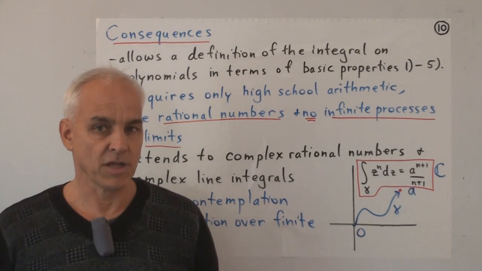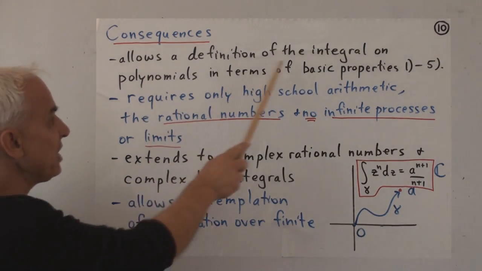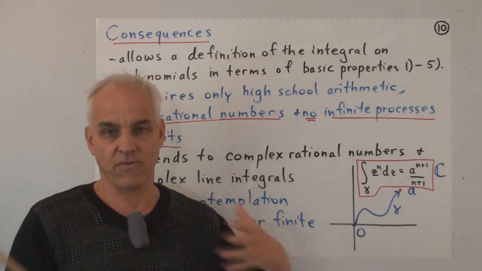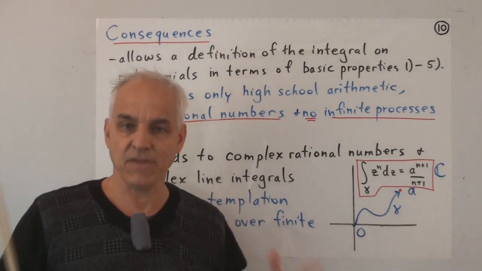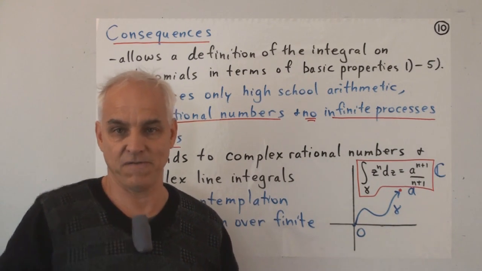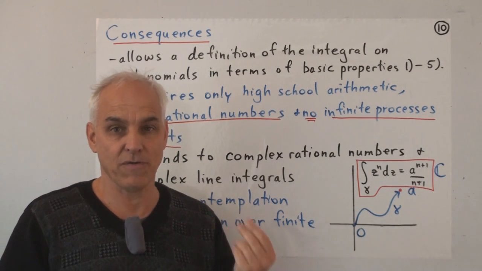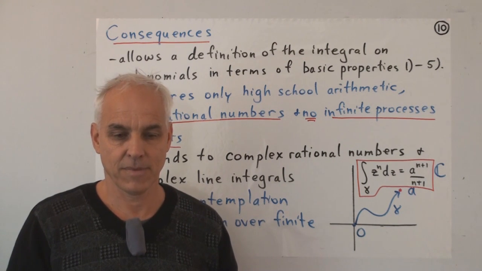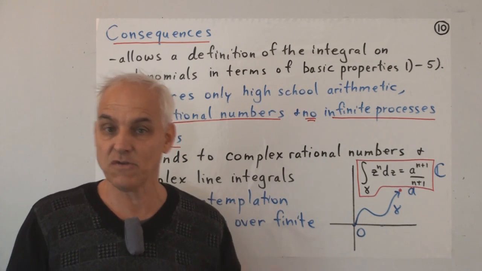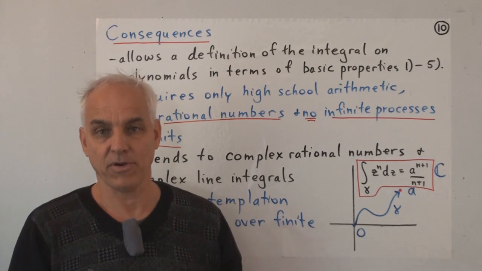All right, so there are many interesting consequences to this derivation. First of all, it allows a definition of the integral on polynomials in terms of basic properties 1 to 5. So we can now reverse the argument and say, look, we're going to define the integral not in terms of any infinite processes, but in terms of the properties 1 to 5. In other words, we can establish what the integral is in terms of the properties 1 to 5. And this can be done in a number of ways. For example, one can set it up in terms of a linear transformation from polynomials to polynomials that satisfies certain basic properties 1 to 5.